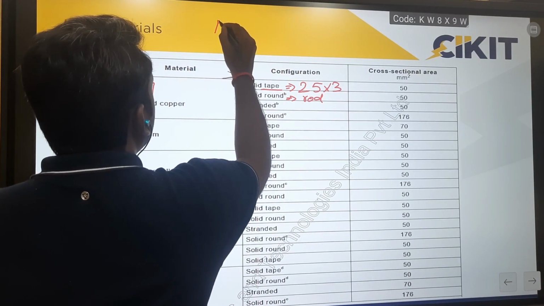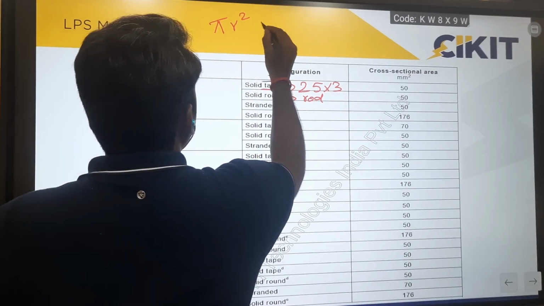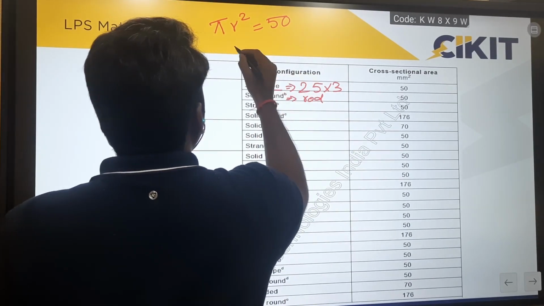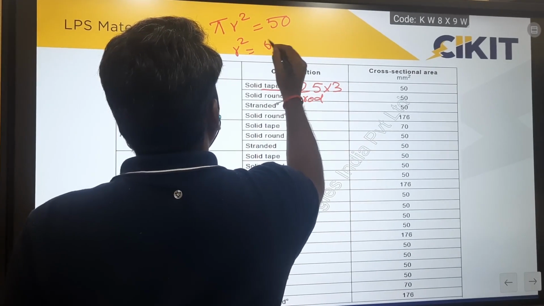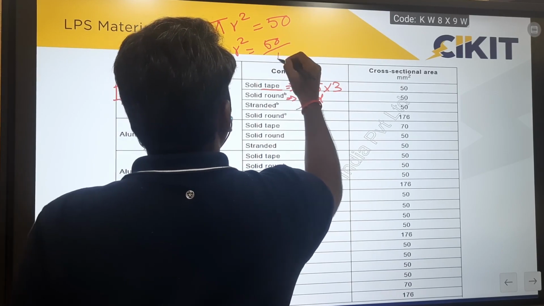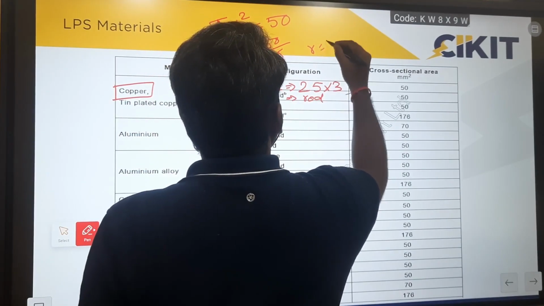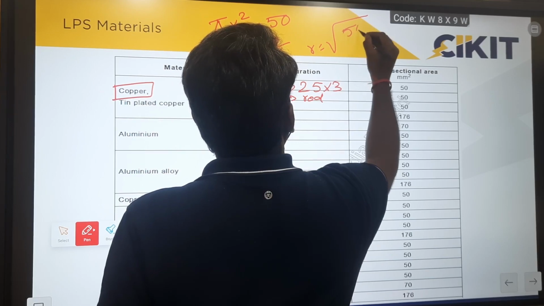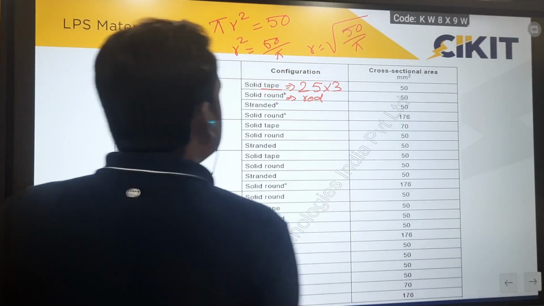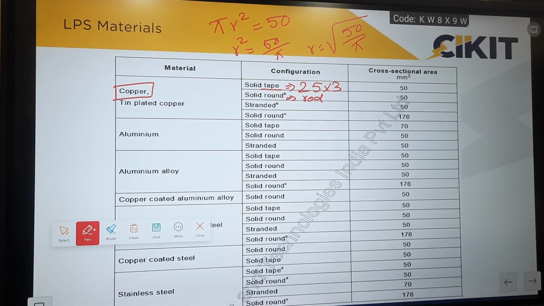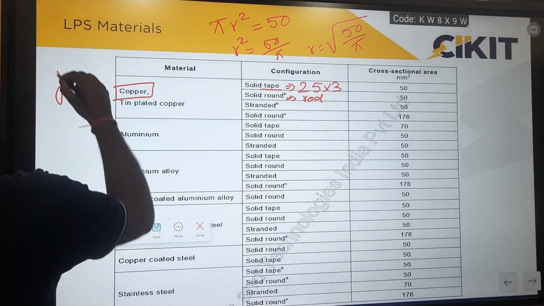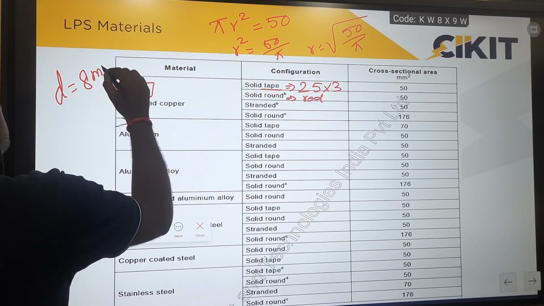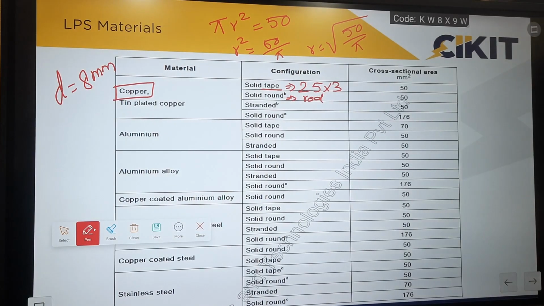If you consider the cross section area of a rod, the formula is pi r squared. So pi r squared is 50. So r squared will be 50 by pi, which implies r is equal to the square root of 50 by pi. If you calculate this, the radius will be around 4 mm and the diameter of the rod, D, will be 8 mm. So if we are using a rod as the down conductor, the diameter of the rod should be 8 mm.